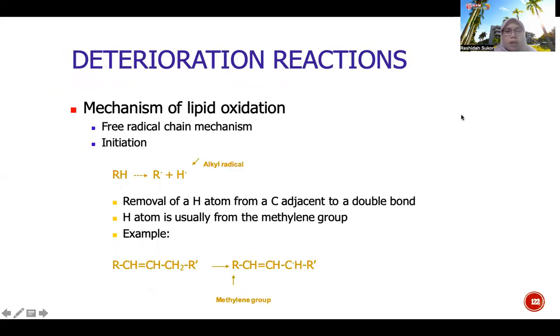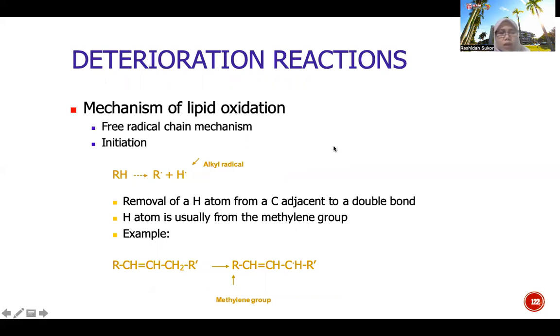Okay, the reaction, the mechanism of lipid oxidation. The mechanism produces a free radical chain mechanism. Okay, so this is called initiation. If you have an R group, like a fatty acid group, with an H, RH, then during the oxidation it will become R dot. I don't know if you can see the small dot there. Okay, the R dot, we call this a free radical. The free radical is not stable. During the oxidation, it becomes R dot plus H dot from this RH chain.